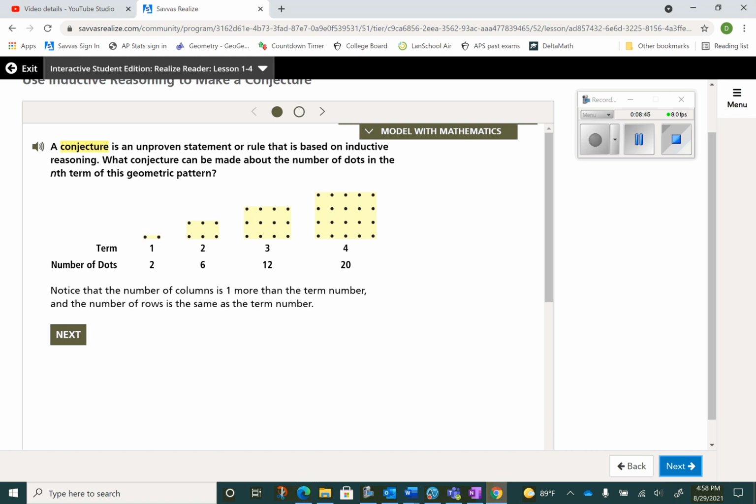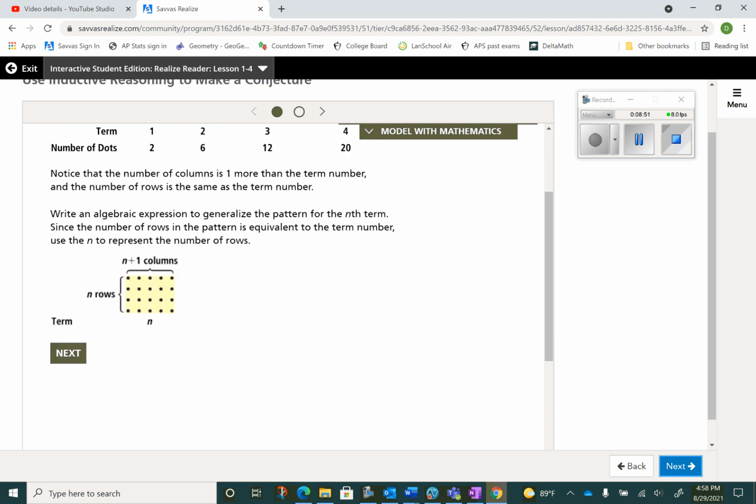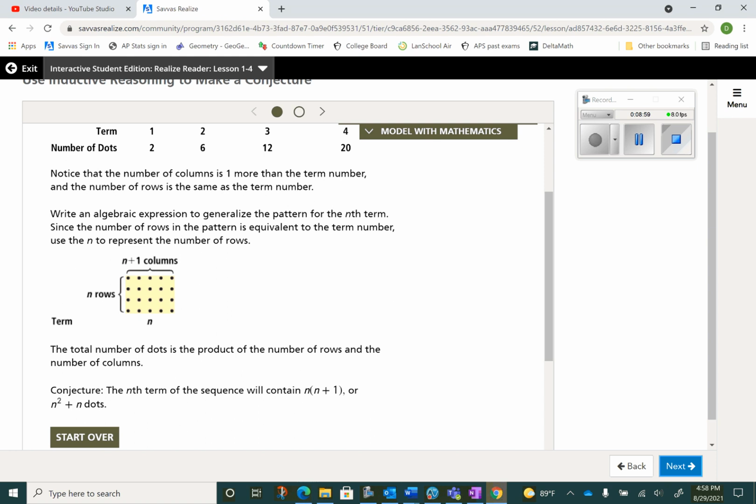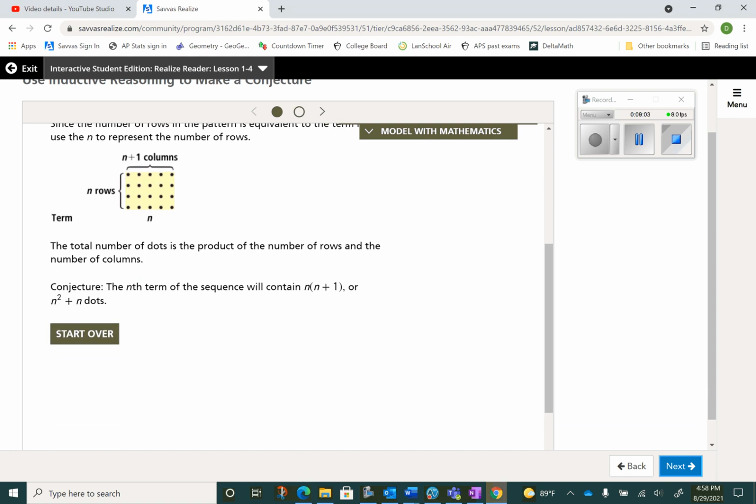How do we figure out how many dots there are? We simply have to multiply. So if it's n number of rows, there will be n plus 1 number of columns, and then it's simply the product, n times n plus 1, or for those of you that still remember how to distribute, n squared plus n number of dots.